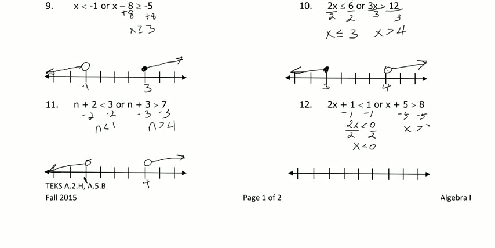So we go ahead and plot our 0, plot our 3, x is less than 0, so we go to the left there, and then open dot, x is bigger than 3. And there it is. Next page.